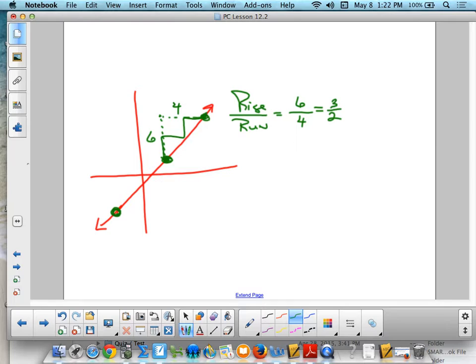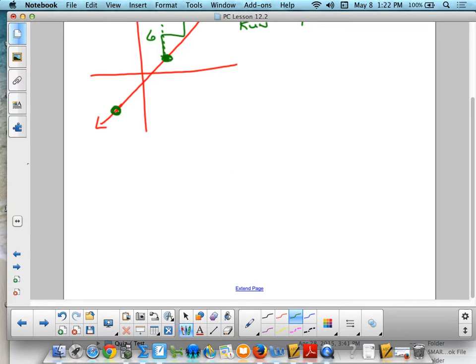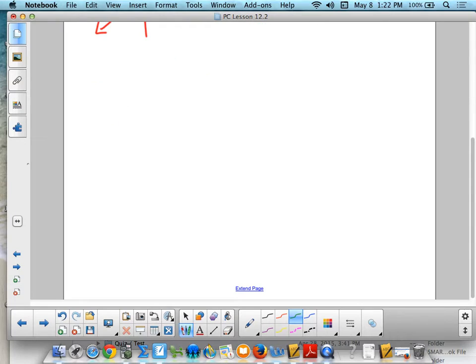Why? Because it's a line. Lines, the rate of change doesn't change. It just stays the same. Up 3 over 2, up 3 over 2. It never changes. So when does it change? Parabolas. When it's a curve. Parabolas are curves, so let's do a parabola, okay? So here we go, like this. There's your parabola.